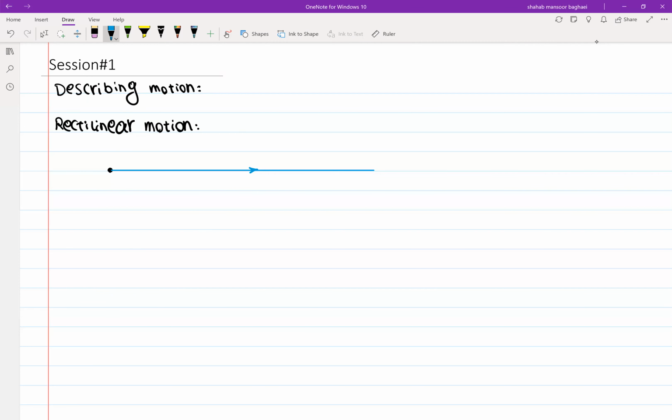In order to describe this kind of motion, we need two quantities here. The first one is displacement, and the unit of displacement is meters. Therefore, in order to measure the displacement, I need a meter stick. The second quantity is time. And in order to measure time, I need a timer. And the unit of time is second.